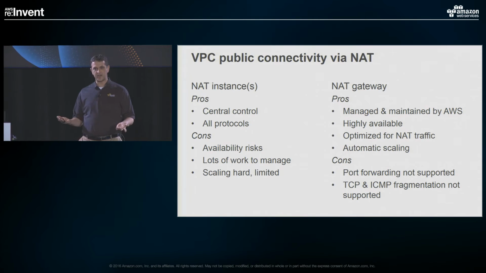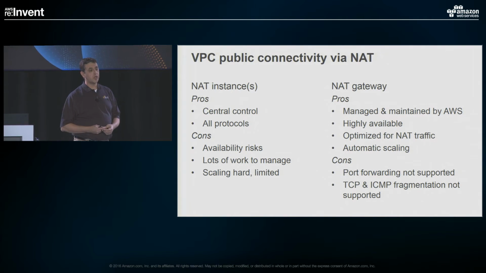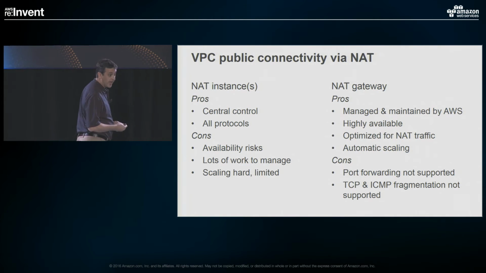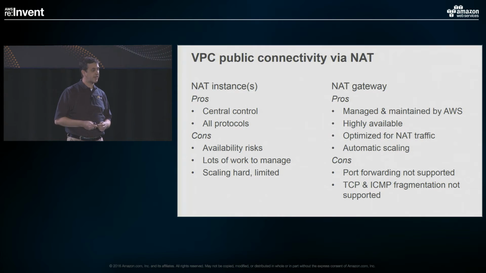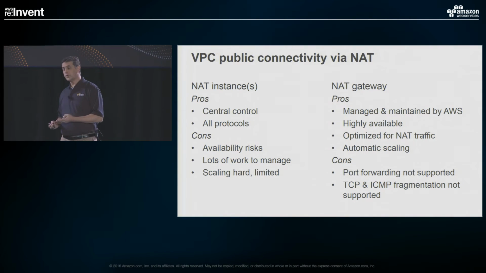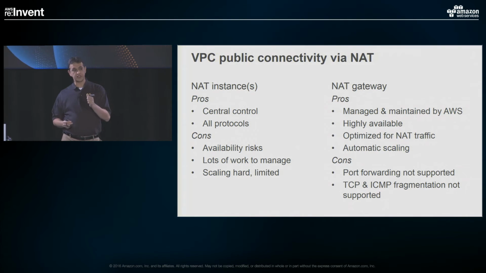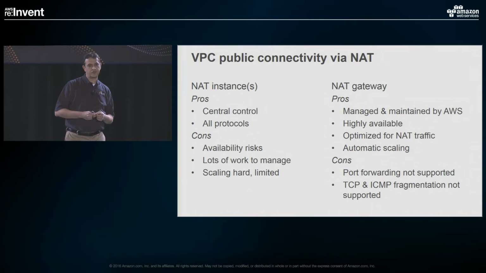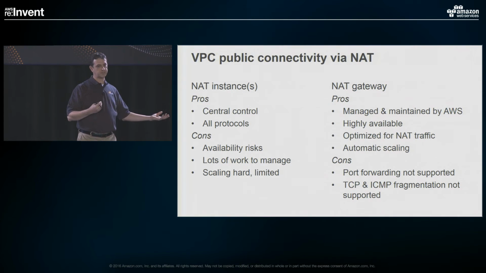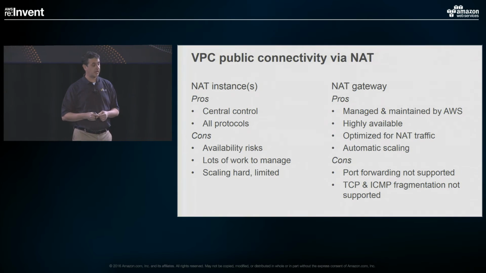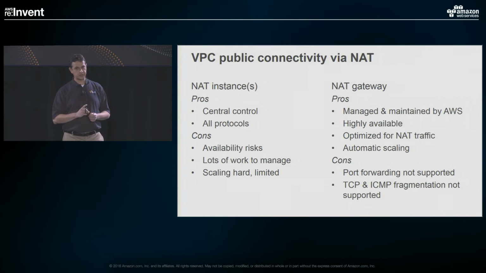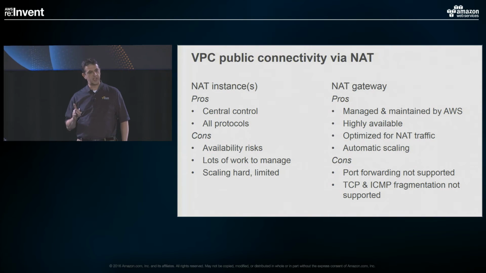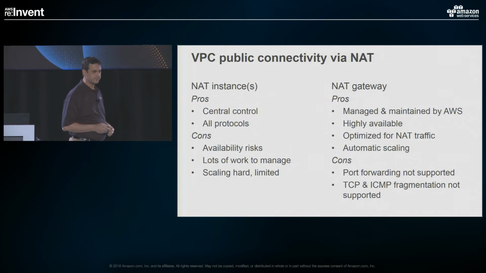On the other hand, with a NAT gateway service, the software running on the service itself is optimized for NAT. It is fully managed and scaled by AWS on your behalf. But you do need to keep in mind, as I mentioned, it's only outbound traffic. So you cannot set up port forwarding like in a DMZ environment in a traditional data center, where you do port forwarding to a service behind it. This is an outbound only NAT service. And another thing also worth pointing out, it does not support TCP and ICMP packet fragmentation. Okay?